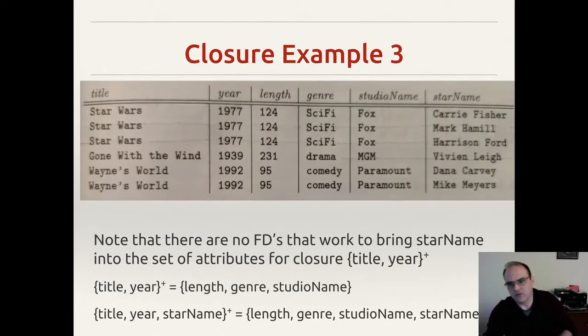So this is now the one with star name. The important thing here is that if we do this with our original algorithm, using just title and year as our proposed key, you can see there's no functional dependency that would work here for star name. But if we use title, year, and star name, now it will work, right? Because star name on its own had no other functional dependency when we start with a set of title and year that would add it to that list. But it will work if you have it in the initial list. So that is how we had to work up to a key that actually included everything, right?